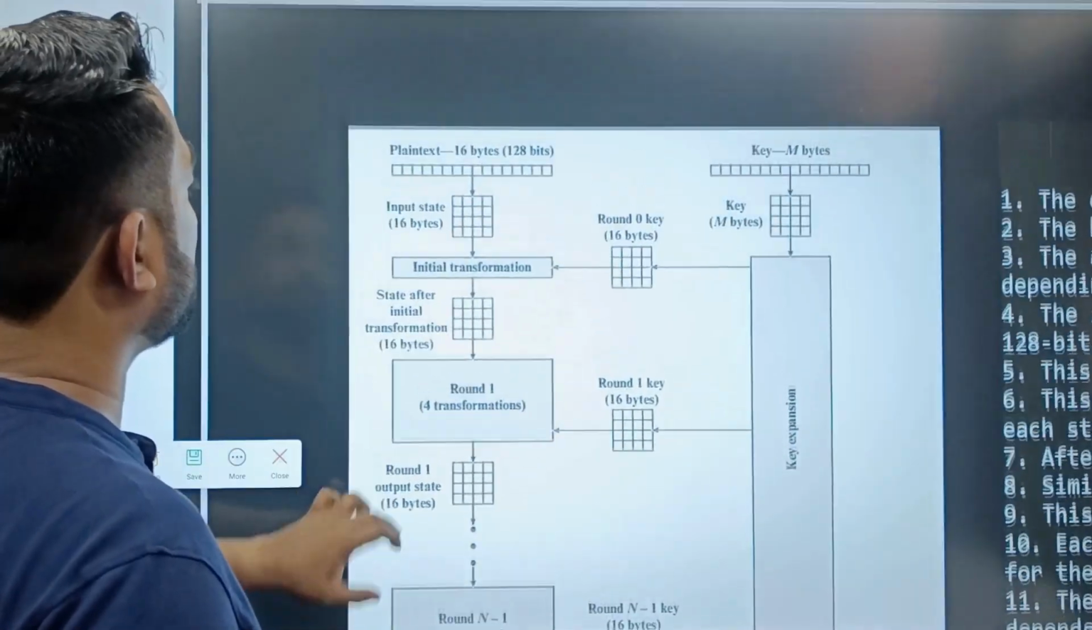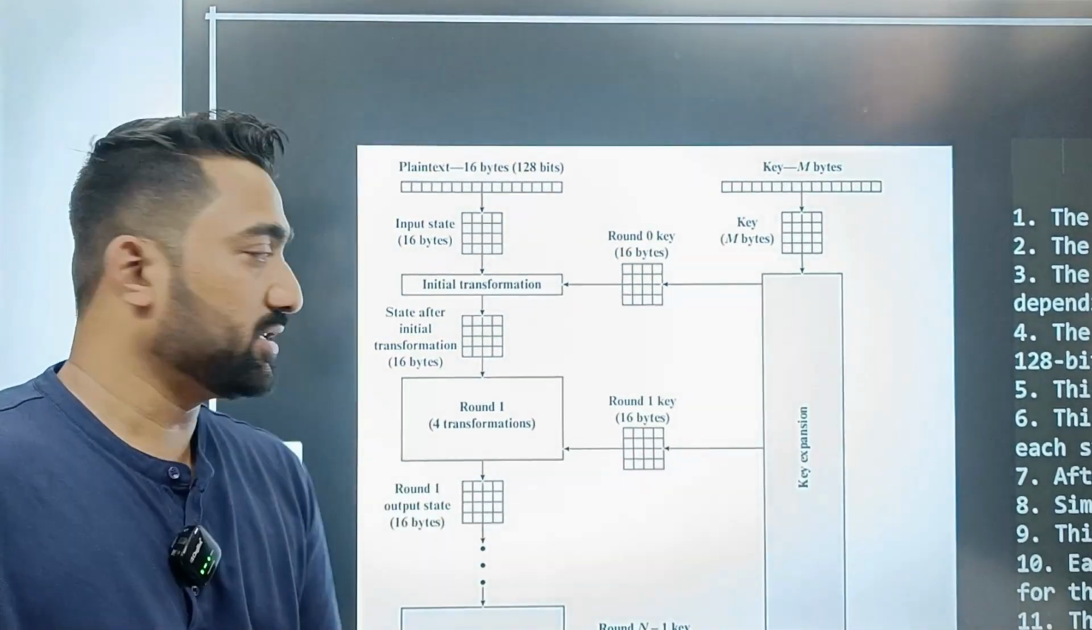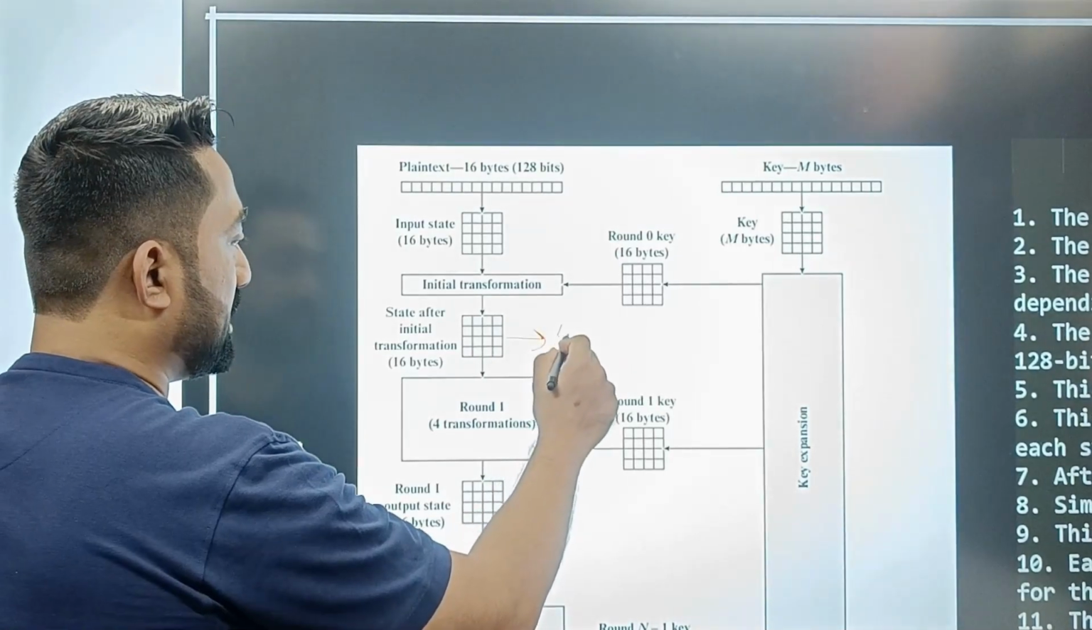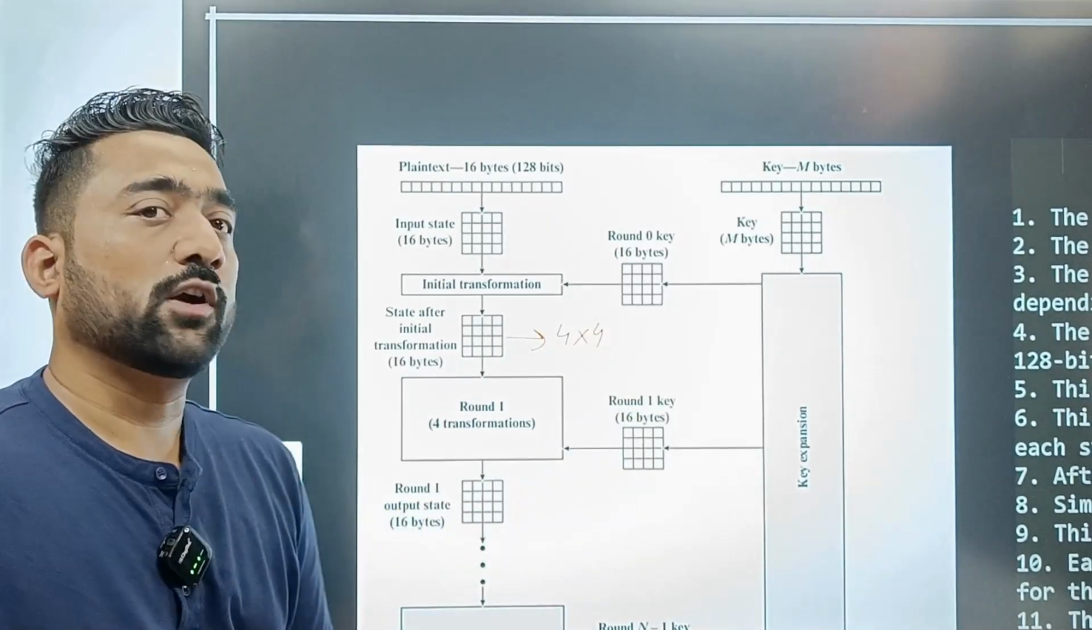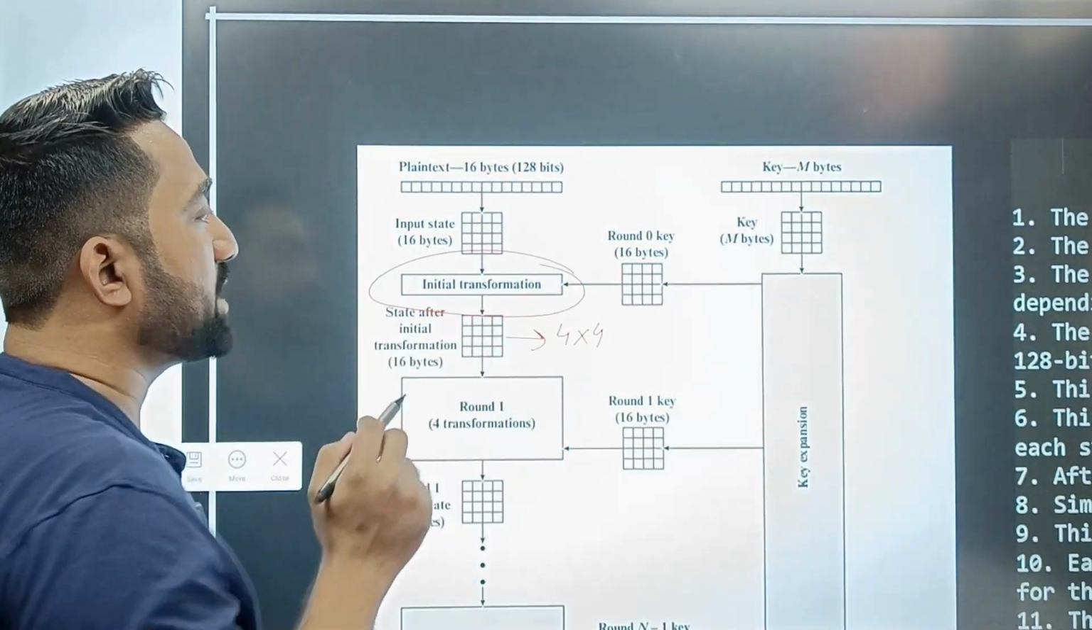After the initial transformation step that we saw just now, the state matrix is in front of us, which is again of size 16 bytes, that is 4 by 4. Now what happens is, if you see over there at the top, the initial transformation has two inputs.